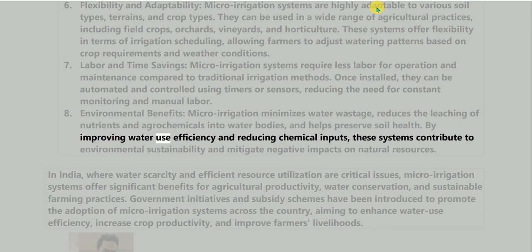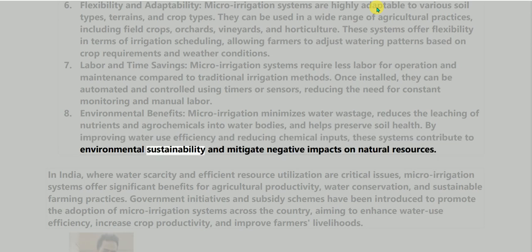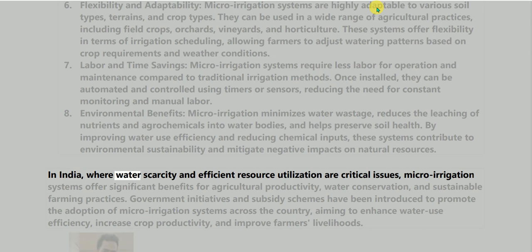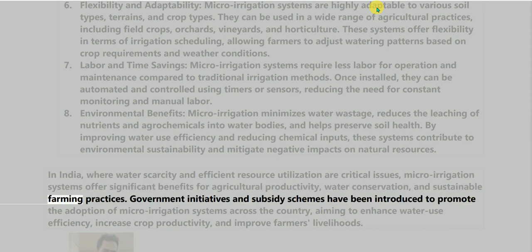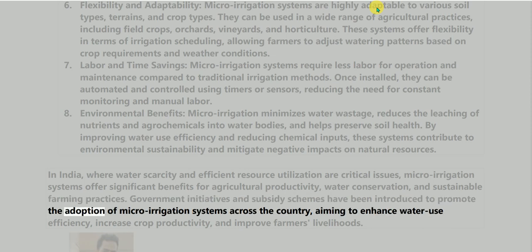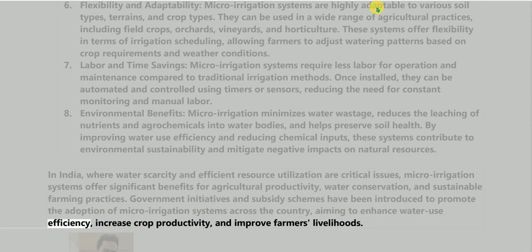By improving water use efficiency and reducing chemical inputs, these systems contribute to environmental sustainability and mitigate negative impacts on natural resources. In India, where water scarcity and efficient resource utilization are critical issues, micro-irrigation systems offer significant benefits for agricultural productivity, water conservation, and sustainable farming practices. Government initiatives and subsidy schemes have been introduced to promote the adoption of micro-irrigation systems across the country, aiming to enhance water use efficiency, increase crop productivity, and improve farmers' livelihoods.